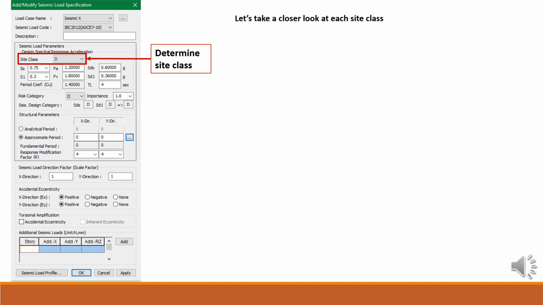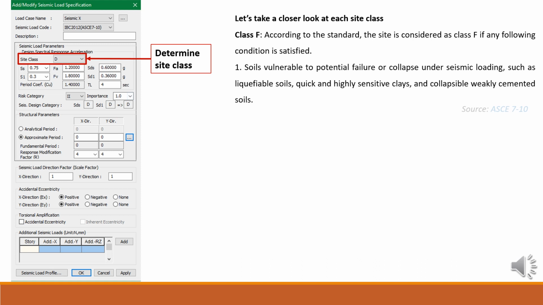Let's take a closer look at each site class. Class F: according to the standard, the site is considered as Class F if any of the following conditions is satisfied. 1. Soils vulnerable to potential failure or collapse under seismic loading, such as liquefiable soils, quick and highly sensitive clays, and collapsible weakly cemented soils.